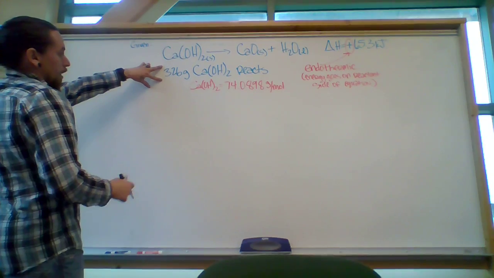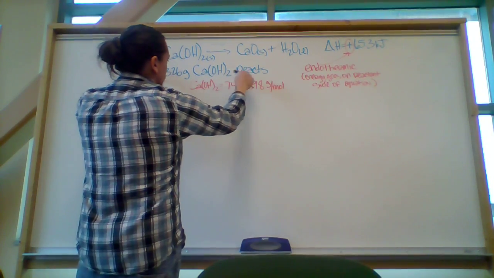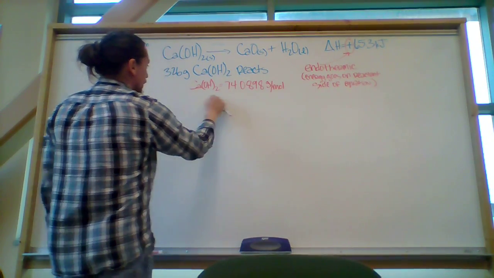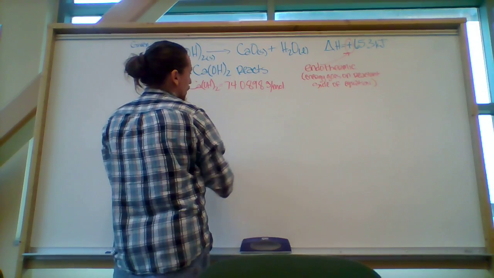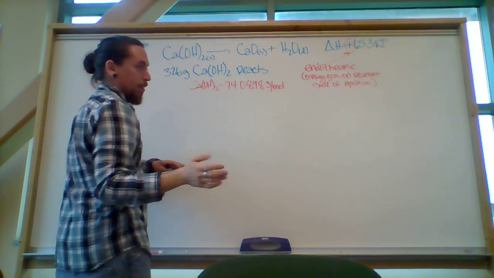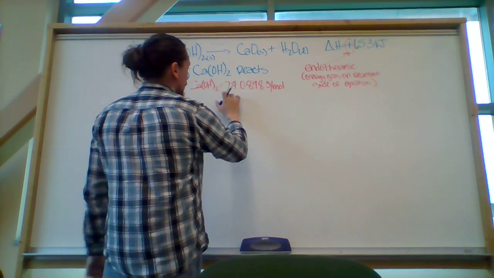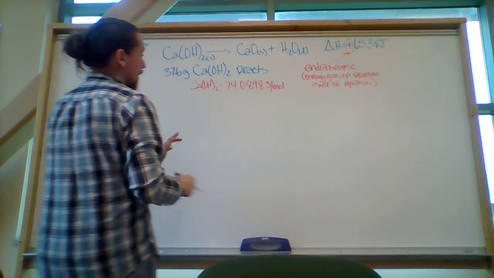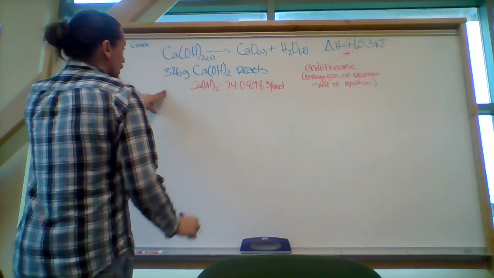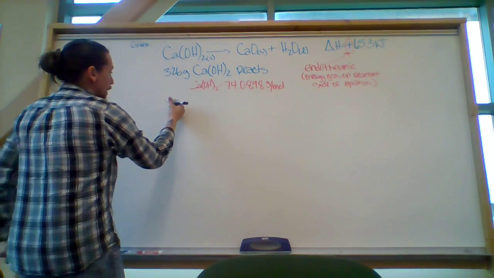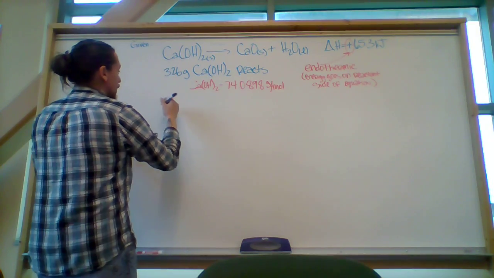Okay, so we're also, like I said, given 326 grams of calcium hydroxide reacts. I went ahead and wrote the molecular mass. Yours might be a little bit different depending on what the book's periodic table has. But I got 74.0898 grams per mole. So first thing I'll do is rewrite my equation so I can get my mole ratio.